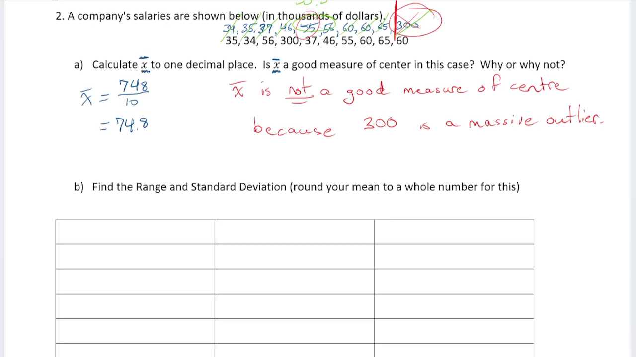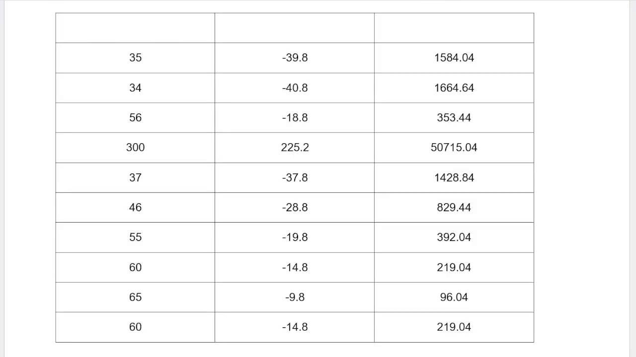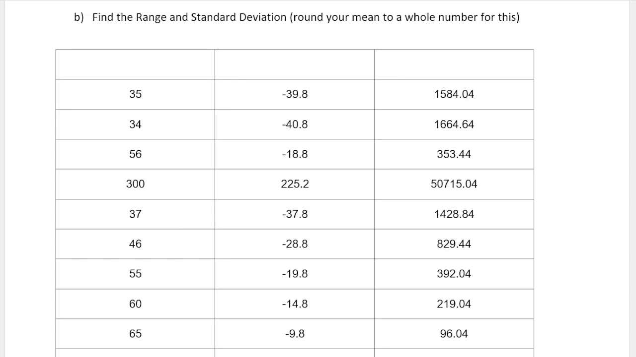Perfect. Let's find the range and standard deviation for this data set. So I'm going to fill out my table, and then we'll get going from there. All right, that's probably better than me writing everything in by hand. It should be much easier to read. So what are the columns here? The first one is our... one moment.